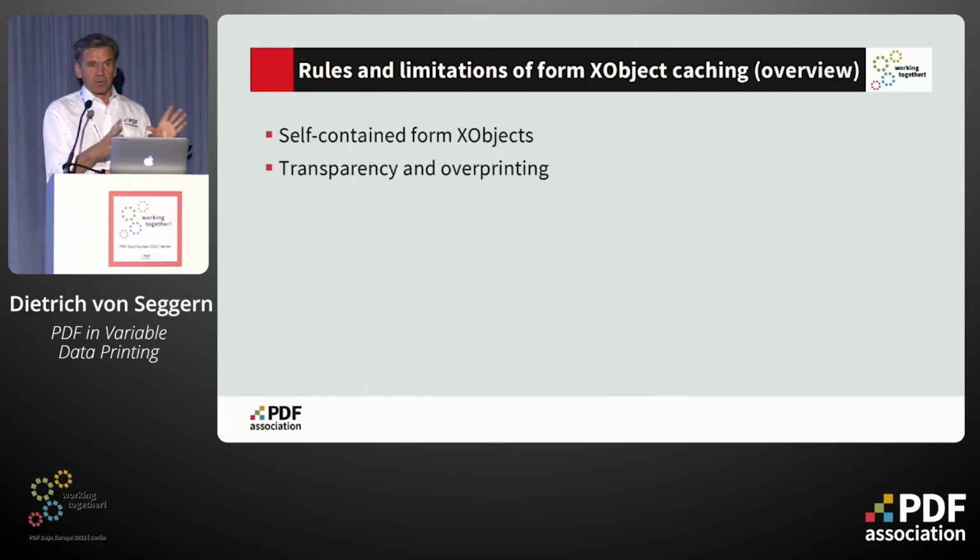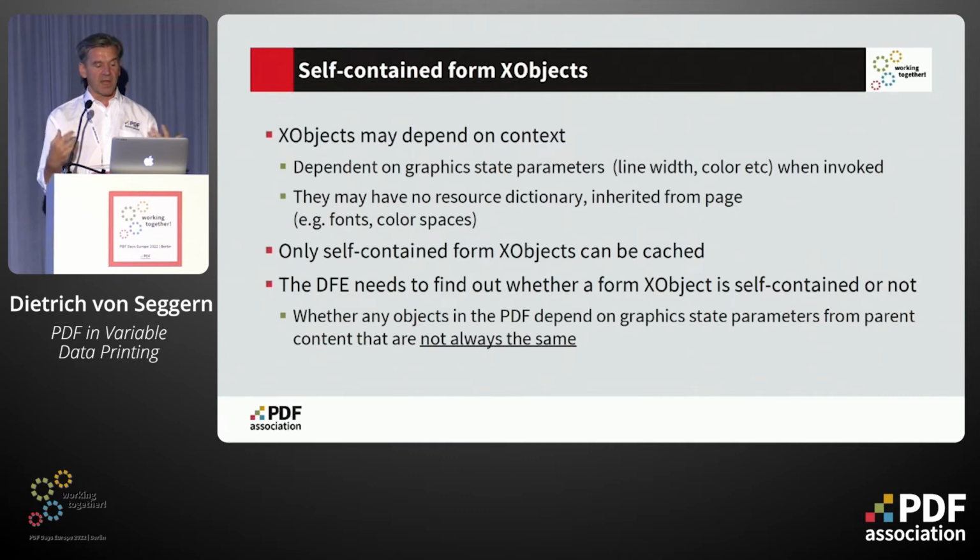When it comes to caching and static XObjects, there are two topics that I want to cover. These are self-contained Form XObjects, and transparency and overprinting. Two things that are important when we are looking at XObjects from a caching point of view. The one thing, self-contained Form XObject, again, something from internal PDF structure.